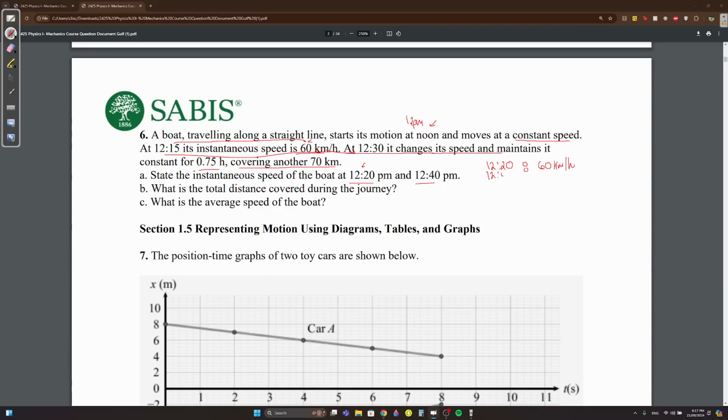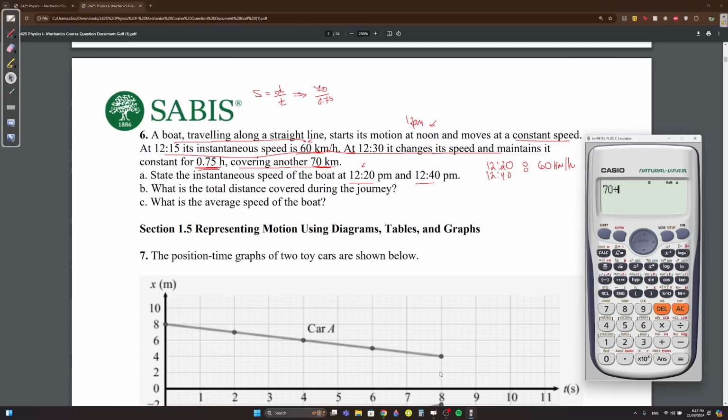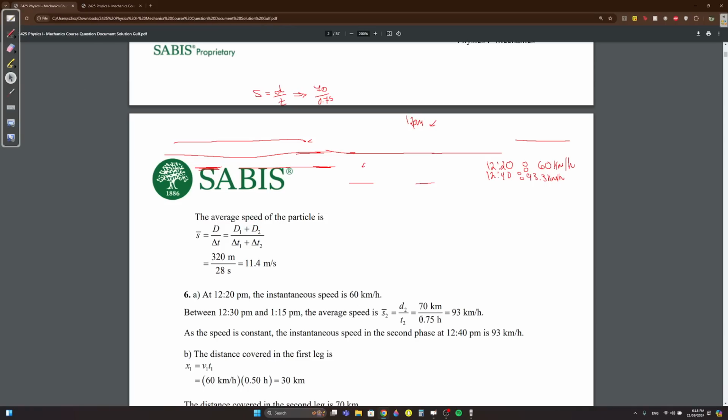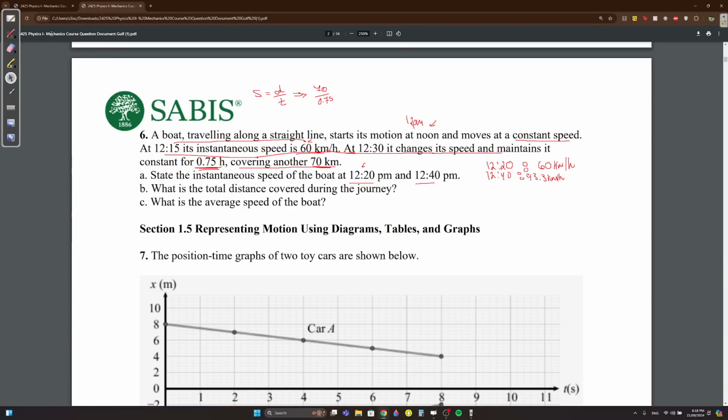How about 12:40? For 12:40, they gave us the distance it traveled and they gave us the time. So can't we just find the speed? Yes, we can. Distance divided by time. So 70 divided by 0.75. It's a decimal, I think. 70 divided by 0.75 is 93.3 kilometers per hour. Let me make sure of this answer. Yeah. Oh, they kept it as two significant figures.